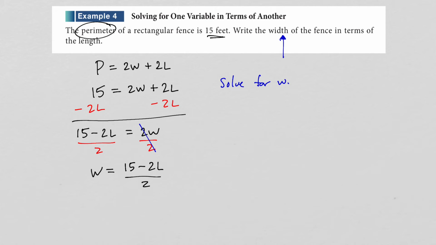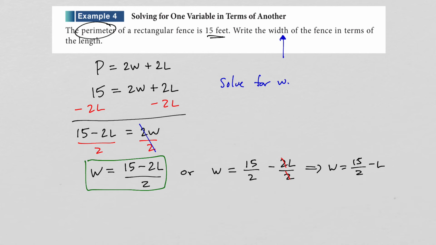And this is an acceptable answer. But you could also rewrite this as 15 over 2 minus 2L over 2. And that would simplify to 15 over 2 minus L after canceling the 2's here. So you can express your answer in either form. There are advantages to each one of these depending on exactly what you would be doing with that formula. But notice when we do this, we don't get an answer for W, right? We don't get a numerical answer for W. W has to be expressed in terms of L because we don't know the value of the length.